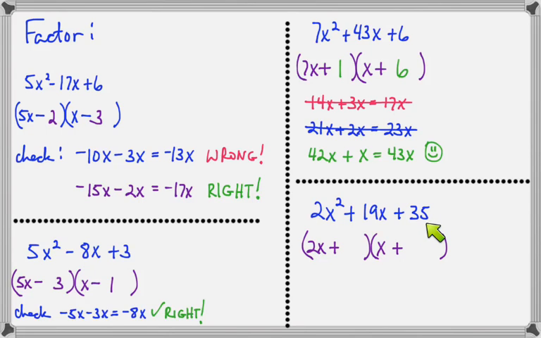35 makes me think of 7 times 5. So now I need to decide if I want the 7 here or here. And I've put the 7 out here. So let's see if outer times outer gives us 14x, and inner times inner gives us 5x. Outer plus inner then adds up to 19x, which is what we wanted. So this factoring is correct.